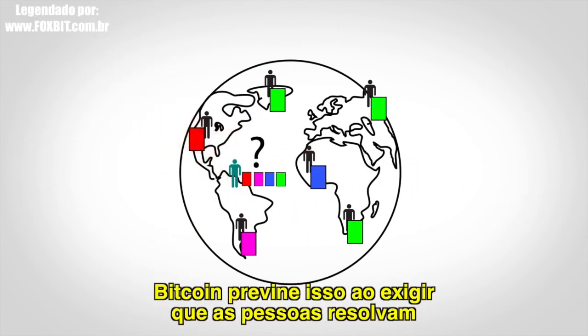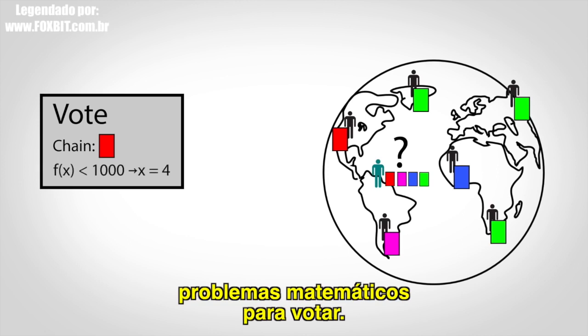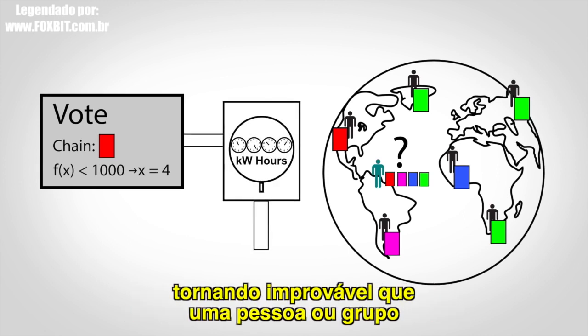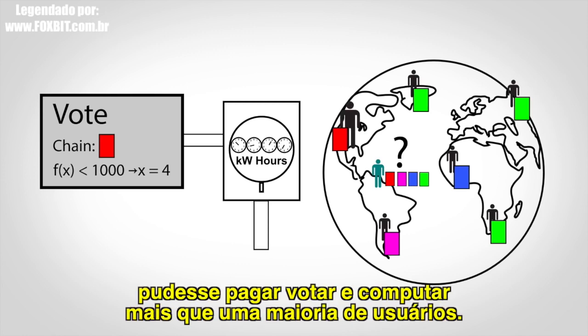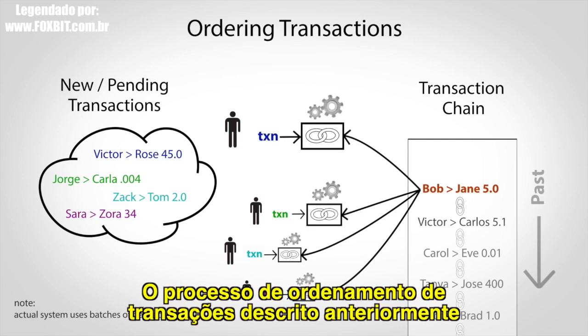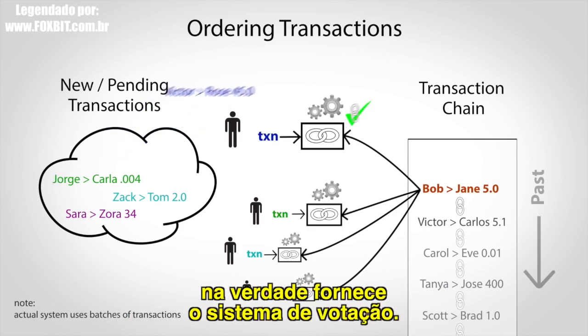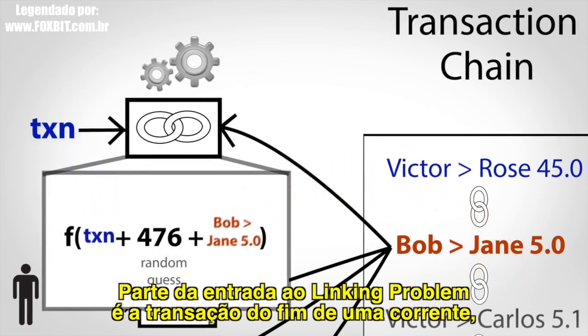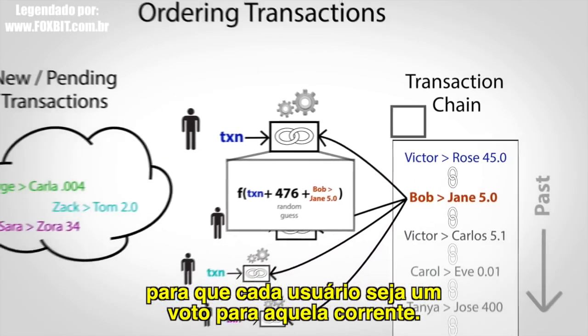Bitcoin prevents this by requiring people to solve math problems to vote. This causes each vote to have a cost in computing power, making it unlikely that a single person or group could ever afford to outvote or outcompute the majority of users. The transaction ordering process described before actually provides the voting system. Part of the input to the linking problem is a transaction from the end of a chain, so each guess is effectively a vote for that chain.